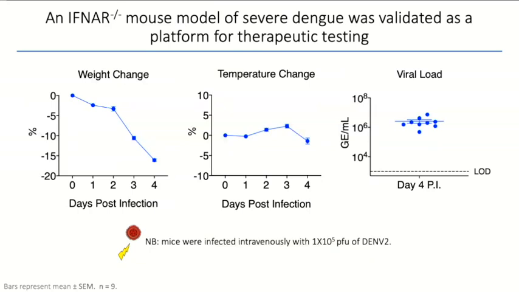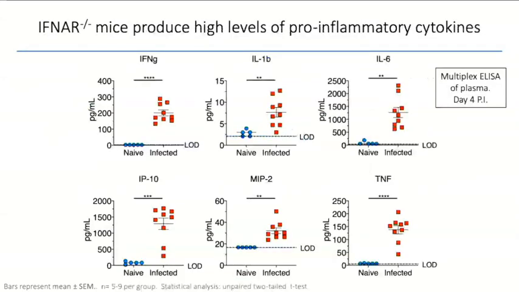qPCR of plasma isolated at day 4 post-infection showed high viral loads in these animals. Multiplex ELISA also revealed that these animals produce high levels of pro-inflammatory cytokines. This was important because we wanted to see if we could use clinical stage drugs to ameliorate symptoms of severe dengue driven by a cytokine storm.